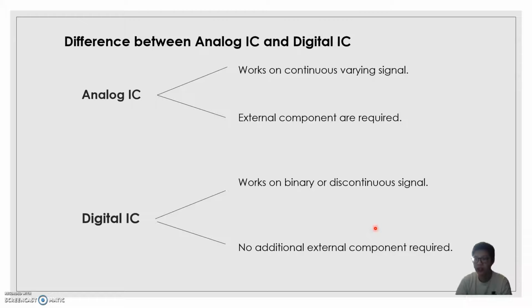While digital circuits are non-linear because they work on binary or discontinuous signals. The input and output voltage of a digital circuit have 2 possible values, which is binary, high or low, and there are no intermediate levels. Digital integrated circuits are completely functioning blocks as no additional external components are required for their operation. The output can be obtained by applying the input and is logic 0 or 1.